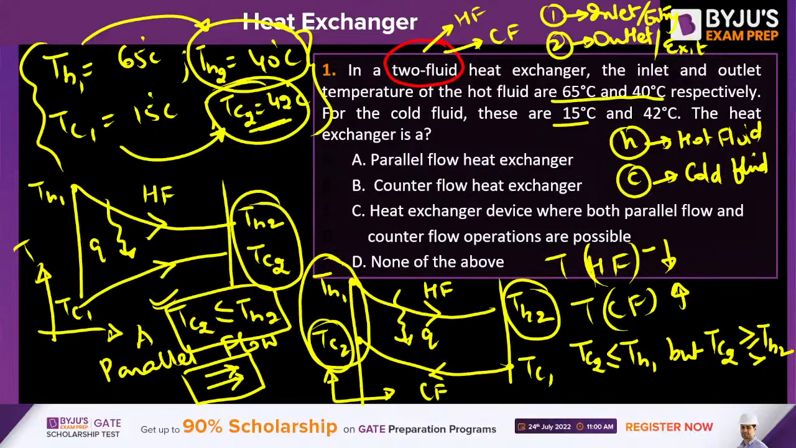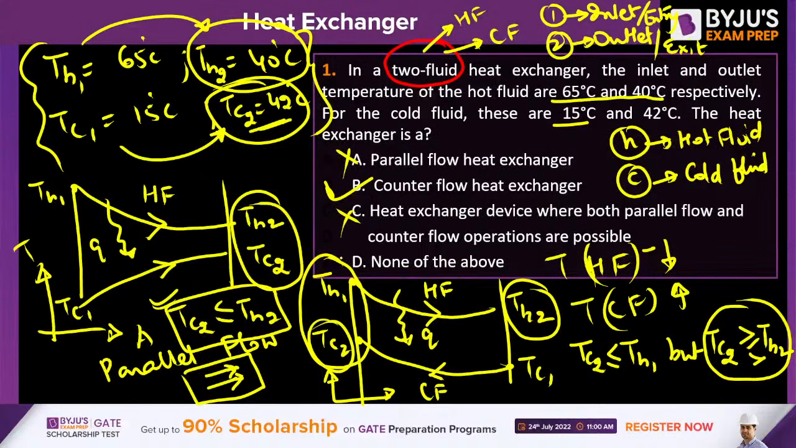So the only possibility, parallel flow, is ruled out. This cannot be a parallel flow. So it can be counter flow. If the exit temperature of the cold fluid is more than the exit temperature of the hot fluid, then it cannot be a parallel flow heat exchanger. It can only be a counter flow heat exchanger.